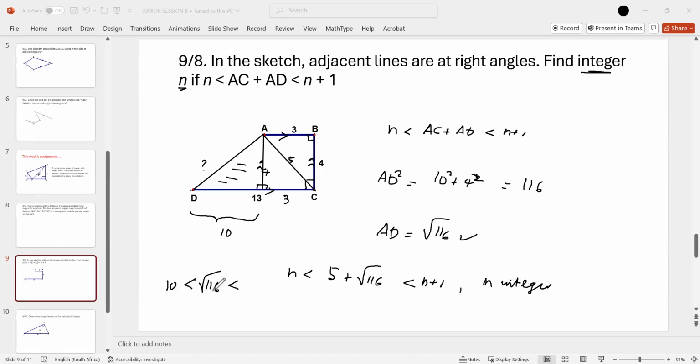Now, this is greater than 100, but it's less than 121, and the square root of 121 is 11. So this lies between the square root of 100 and the square root of 121. In other words, it lies between these two. These are those integers, you see.